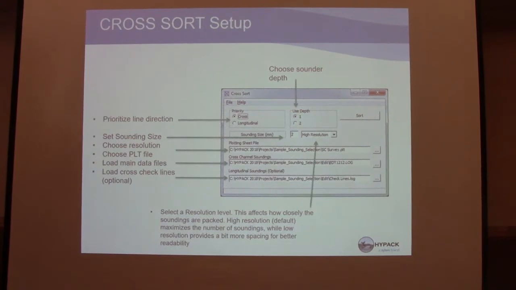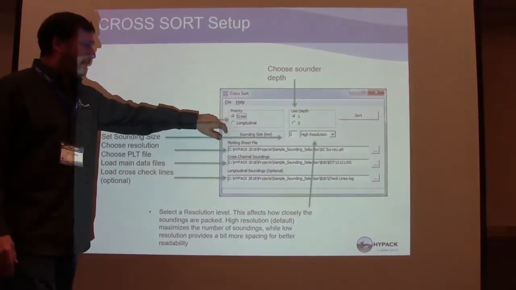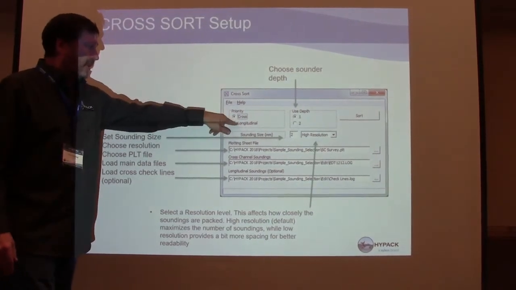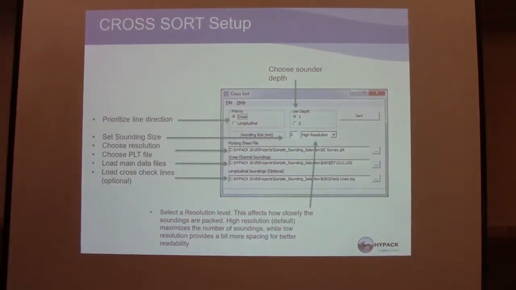So this is what the program looks like. Right at the top here, you've got an option for either the priority being the cross lines or the longitudinal lines. You have the depth option that you want to use. It is only going to save one depth to these files.